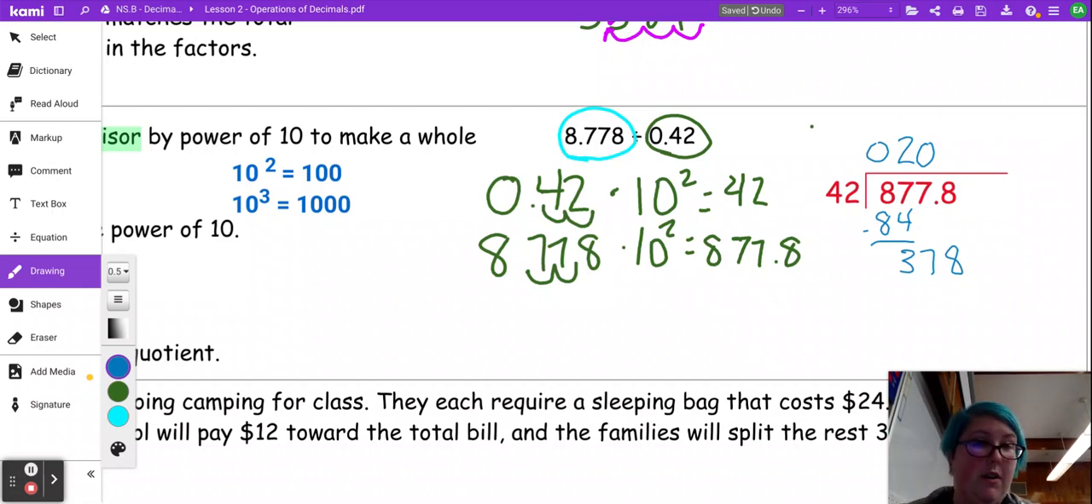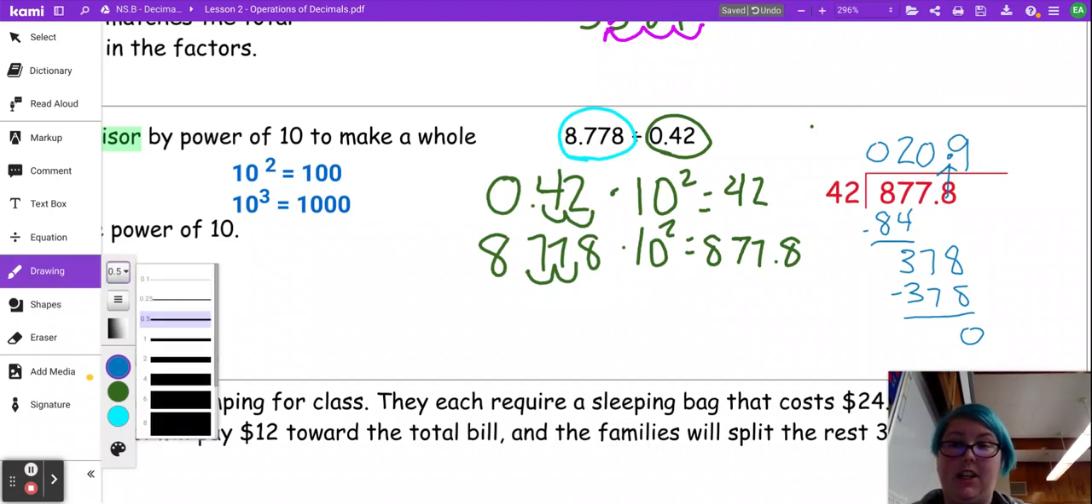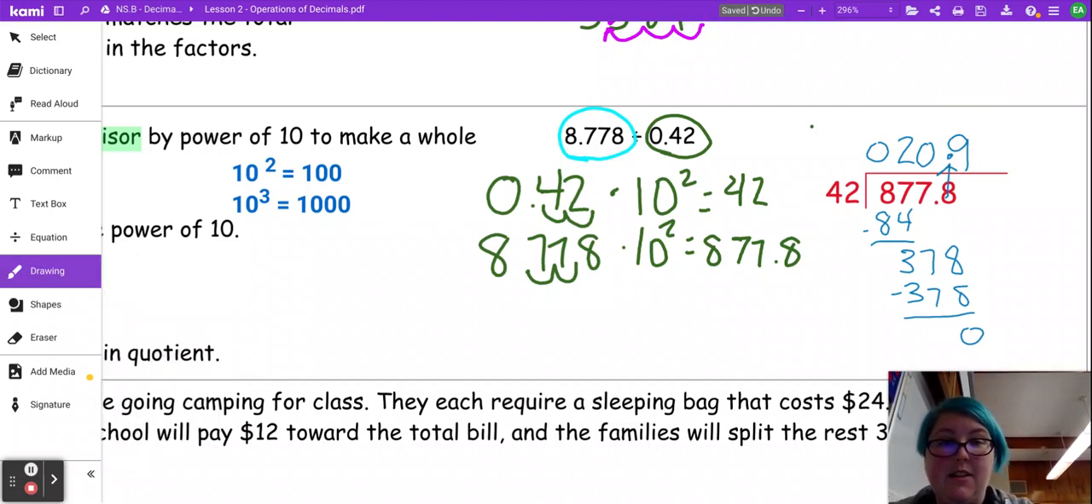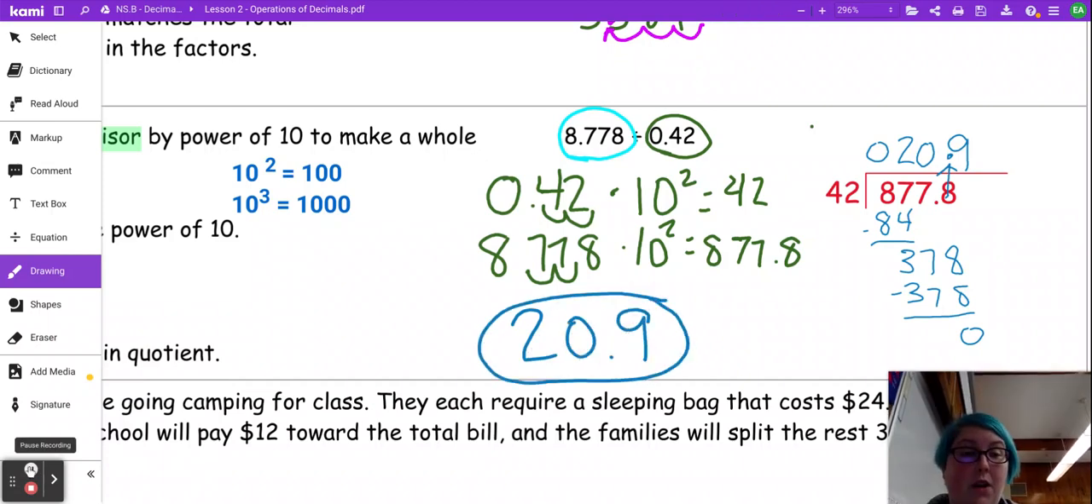So we are going to do 9 times 42, which is 378. Nice and tidy, we get a 0. But wait, we're missing something. Remember, when you have a decimal inside your division, you have to bring that decimal up. So our final answer here is 20.9. Now, we don't have to go back and do anything else to the decimal because that's how division works.